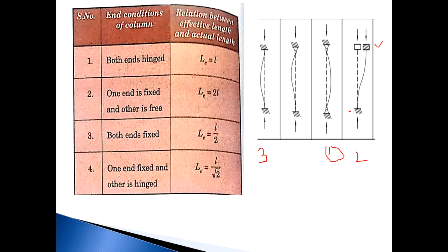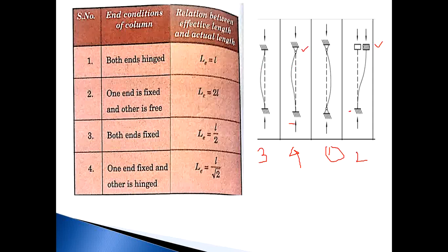And fourth condition is one end is fixed and other end is hinged. This is our fourth condition. One end is fixed and other end is hinged. So L effective is equal to L by root 2. Means L effective is equal to L actual divided by root 2. These are the four conditions. These four conditions are used for calculating effective length.